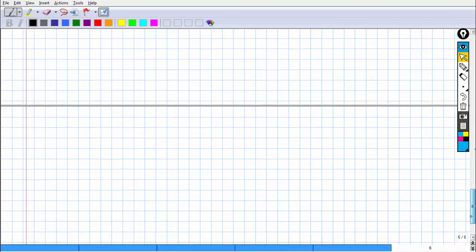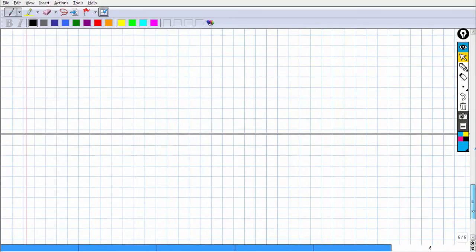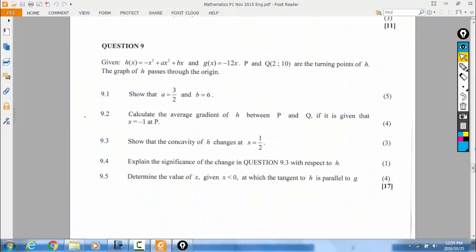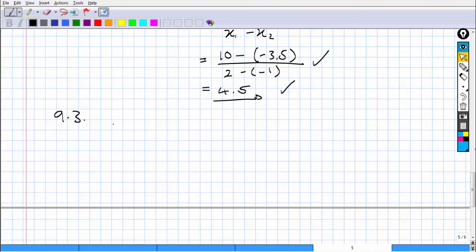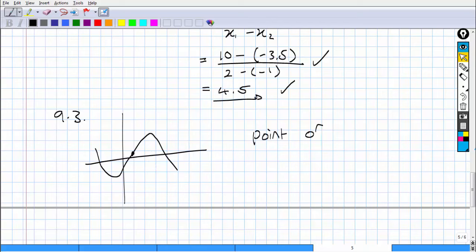Let me just add a new tab. Right, 9.3. So 9.3 says, show that the concavity of H changes at x equals a half. Now, what do we mean by concavity? So concavity is, if we look at our graph again, and our graph does that, we've got a point of inflection over here. The point of inflection is where the concavity changes.